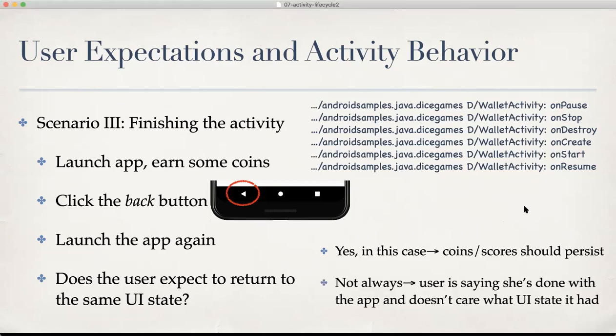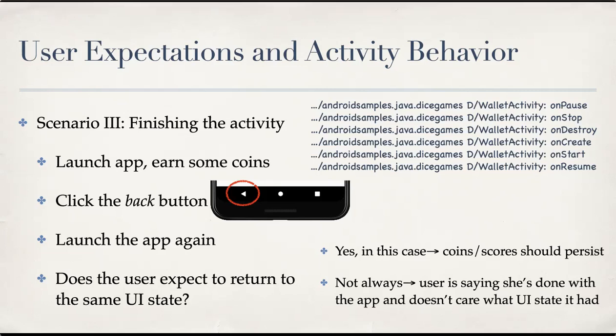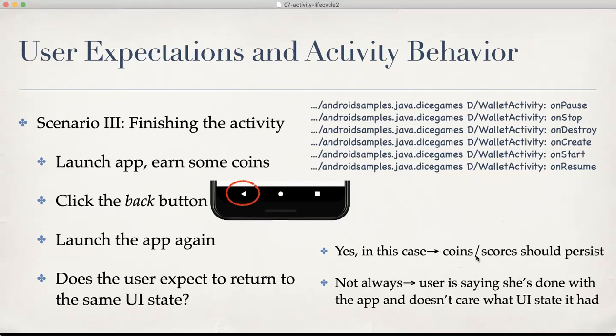But this need not be true always, because when the user clicks the back button, what she is saying is, I'm done with this app or this activity at least, and I don't really care what happens to its UI when I'm finishing it, right? So in general, the user does not expect the UI state to be restored when they themselves click the back button, but there could be some information that should persist over several such sessions. Perhaps even when the device is shut down, right? You would not want to lose the number of coins. For example, you would not want to lose your bank balance if you closed the app or if you rebooted the device or something like that, right?